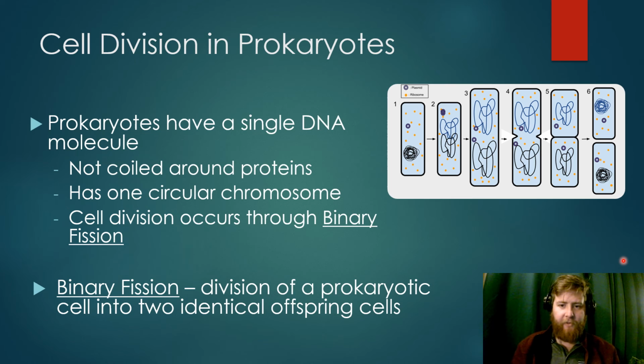Prokaryotes are much more simple. They don't have proteins that they store their DNA around. They have 1 circular chromosome, and they go through a different process called binary fission, where this bacteria cell here will split into 2 identical offspring. These guys are essentially clones of one another. They have the same exact DNA and the same exact traits. There's not a lot of change from one to the other. They look the same, they're identical, they behave the same. Not as much diversity.